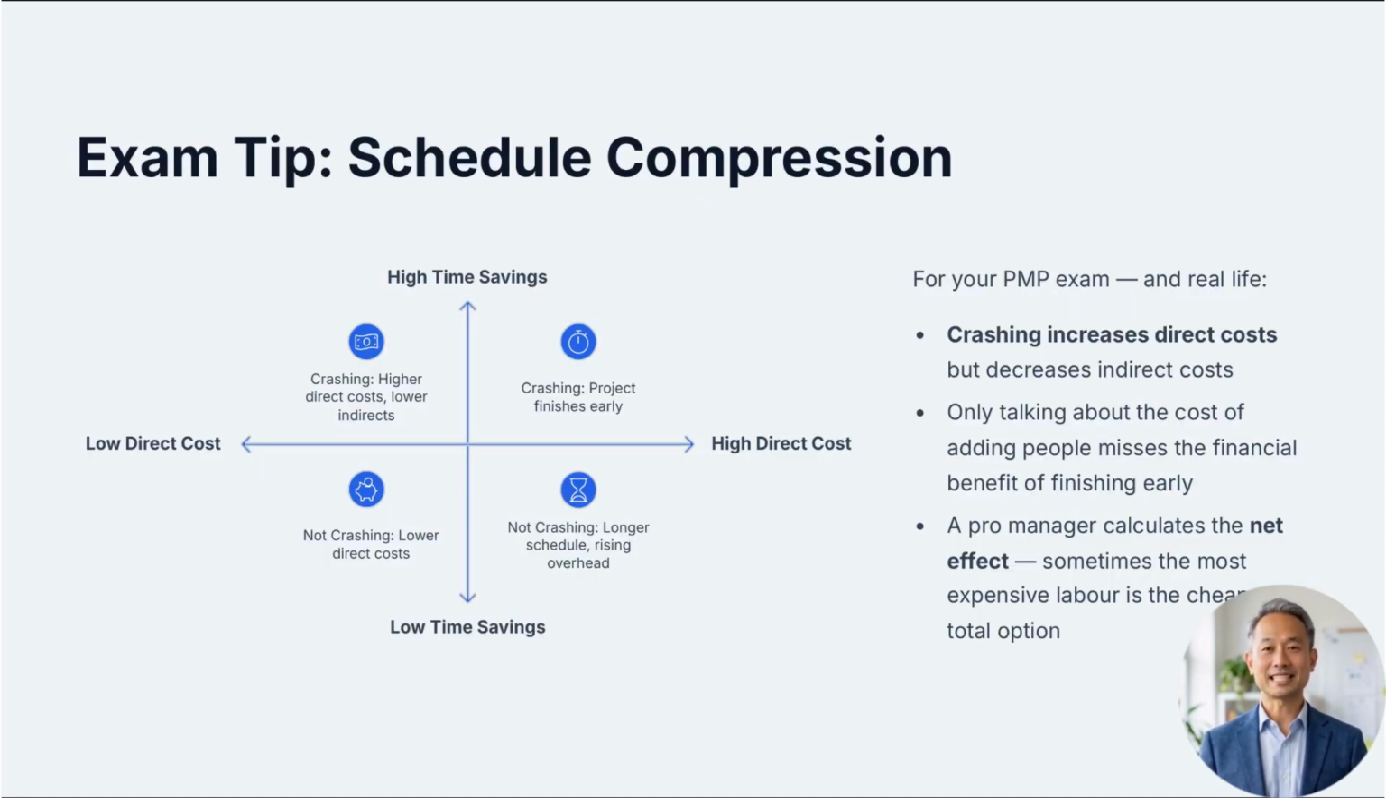Another common mistake is ignoring indirect costs during schedule compression. If you are studying for your professional certification exams, remember that crashing a project increases direct costs but decreases indirect costs. If you only talk about the cost of adding people, you are missing the financial benefit of finishing early. A pro manager calculates the net effect. They know that sometimes the most expensive labor is actually the cheapest option when you factor in the saved overhead from an earlier finish date.